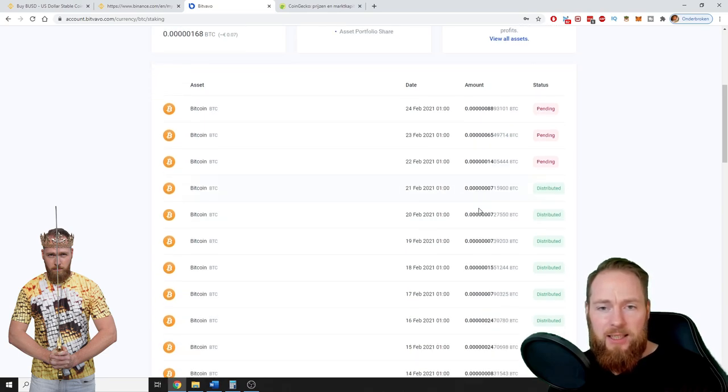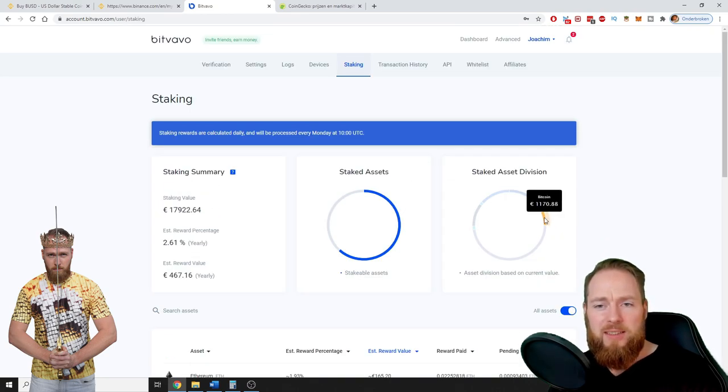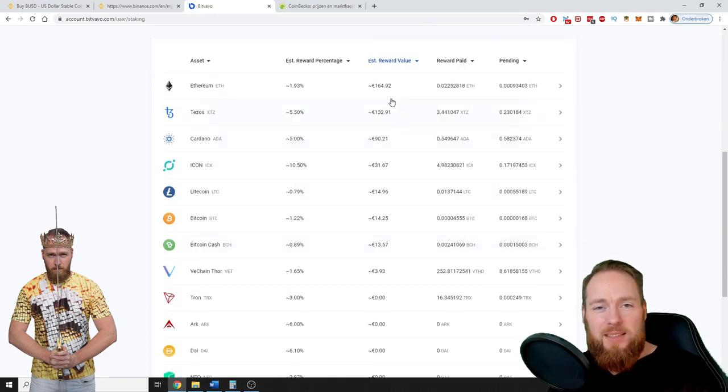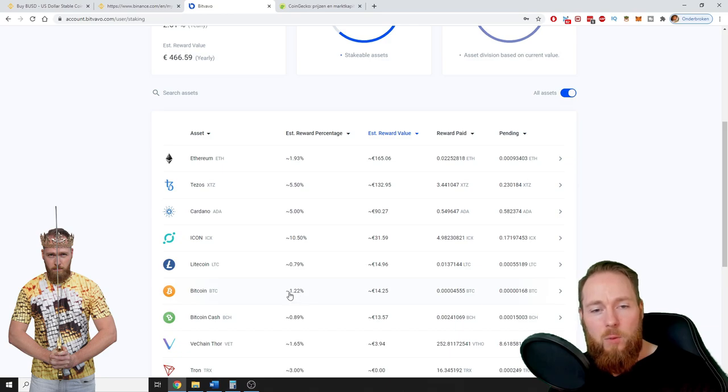As you can see here, every day I'm getting Bitcoin. My Bitcoin is only 1170 euros currently. So on a yearly basis, that would be for my Ethereum 164 euros, for my Tezos 132, for my ADAs 90 euros, and so on and so on. So for example, on my 1170 euros at 1.22%, that would be 14 euros. But I don't look at the fiat amount, I look at the crypto amount, because I prefer to have one Bitcoin instead of fiat, because fiat keeps going down and apparently Bitcoin keeps going up. So I prefer to have Bitcoin.